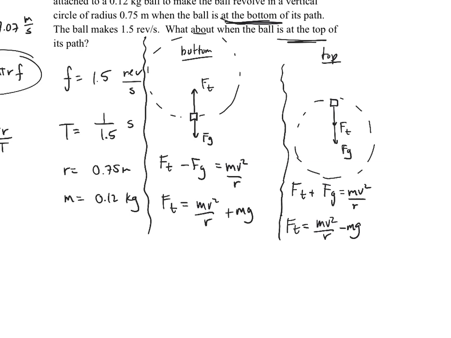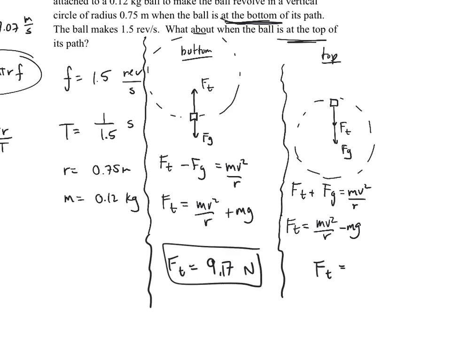What do we get for Ft in both circumstances? Give me the bottom. What do you got, Moro? 9.17. Units? Can I get a nod? Yep, all right. How about the top? First of all, what will the answer be at the top relative to 9.17? Less. I said relative, right? Relative means greater or less than. So relative to the bottom, at the top it will be less because we are now subtracting mg as a value. Okay, what do we get at the top?